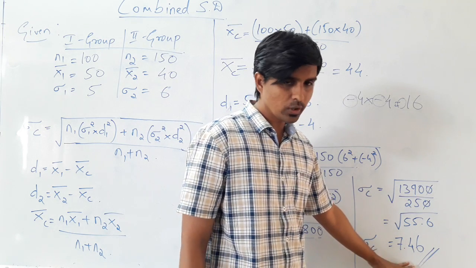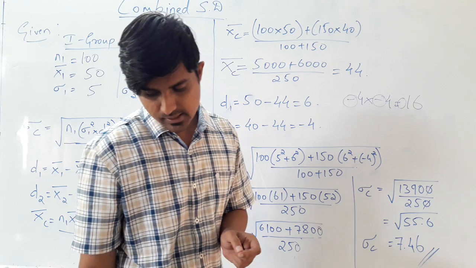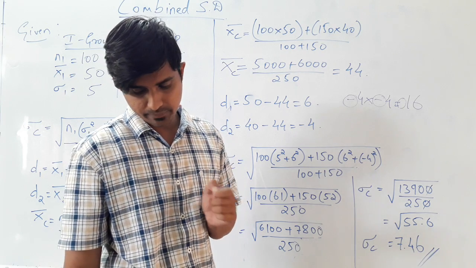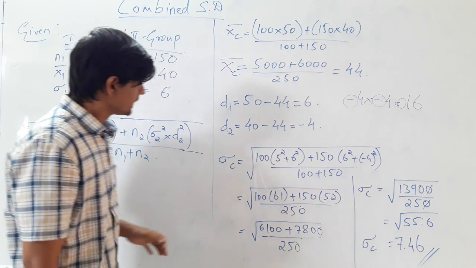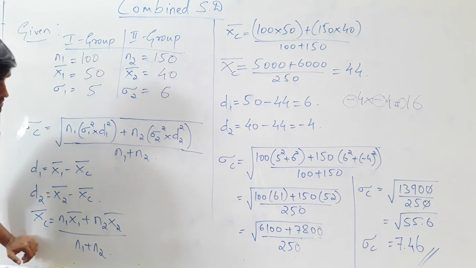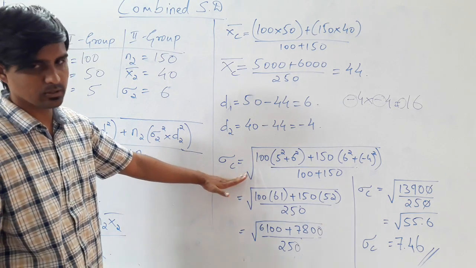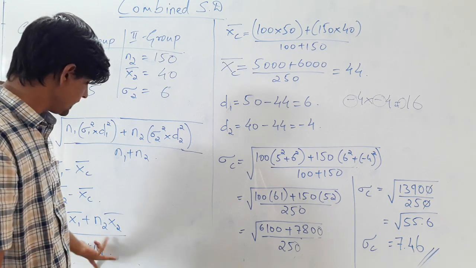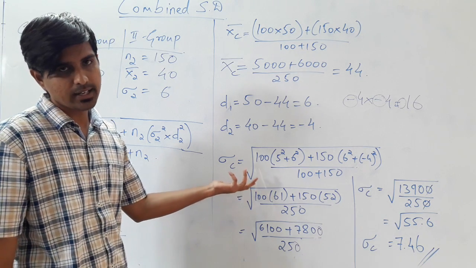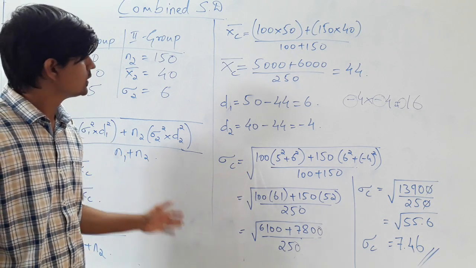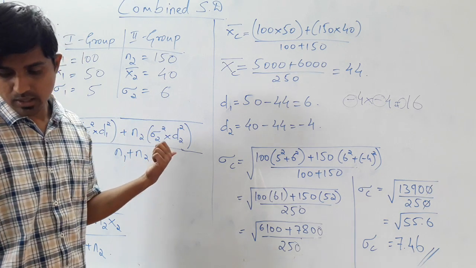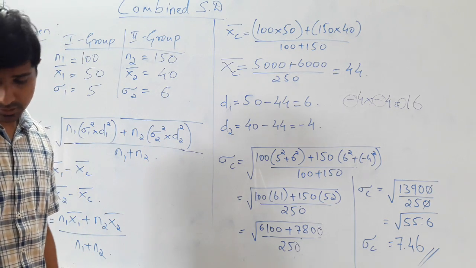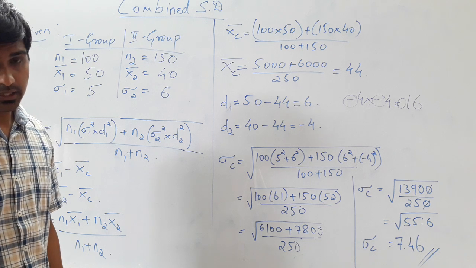So, understood what you have taken? Always read the question very carefully. This is a 5 marks question, because you have to find xc bar and also sigma c. So the combined mean is also there, and the combined standard deviation is also there. So this is one sort of problem on combined standard deviation. Let us see the next sum.